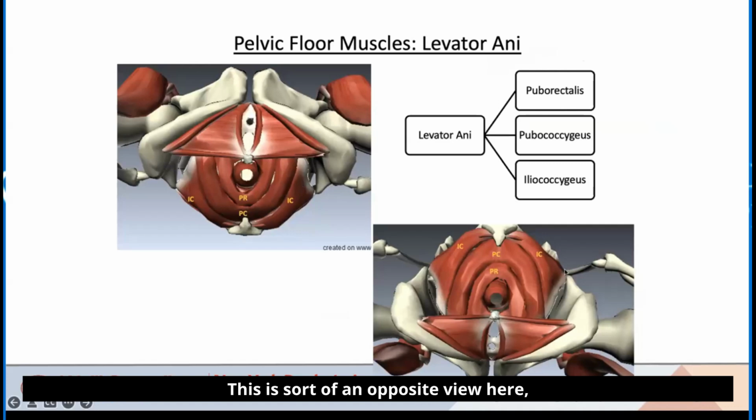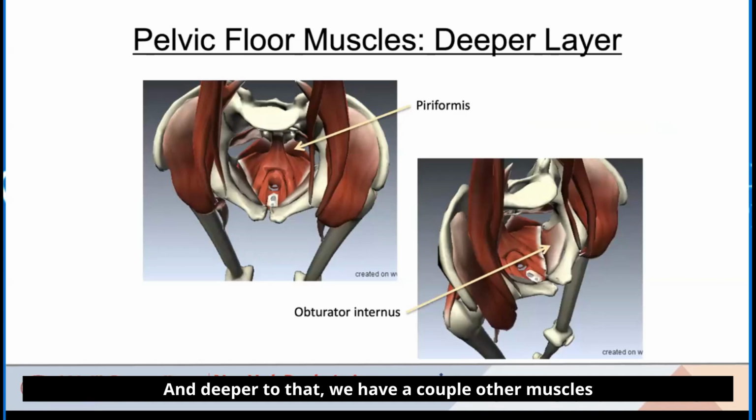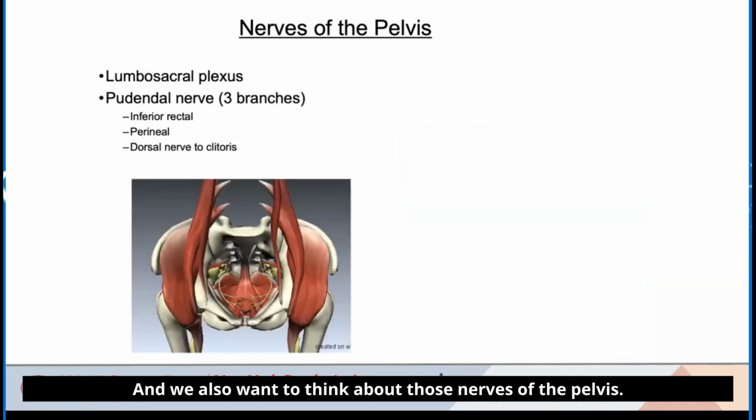This is the opposite view, where the posterior pelvis is here at the tailbone and the anterior pelvis is here. Deeper to that, we have a couple of other muscles you're probably familiar with, including the piriformis muscle, which you can see here in relation to the levator ani muscles, and the obturator internus muscle here as well, another one of those muscles that we can palpate on a pelvic floor exam. Those are the main muscle groups that we're going to be looking for during an internal exam. And we also want to think about the nerves of the pelvis.